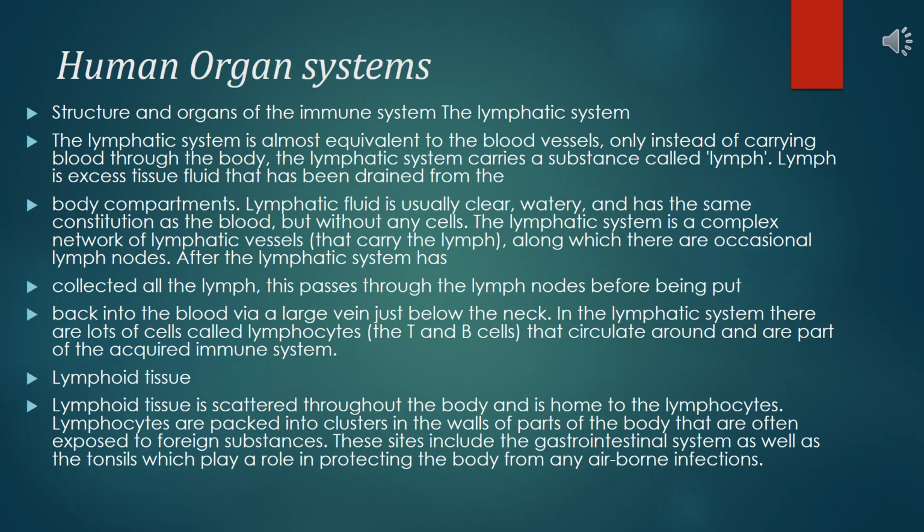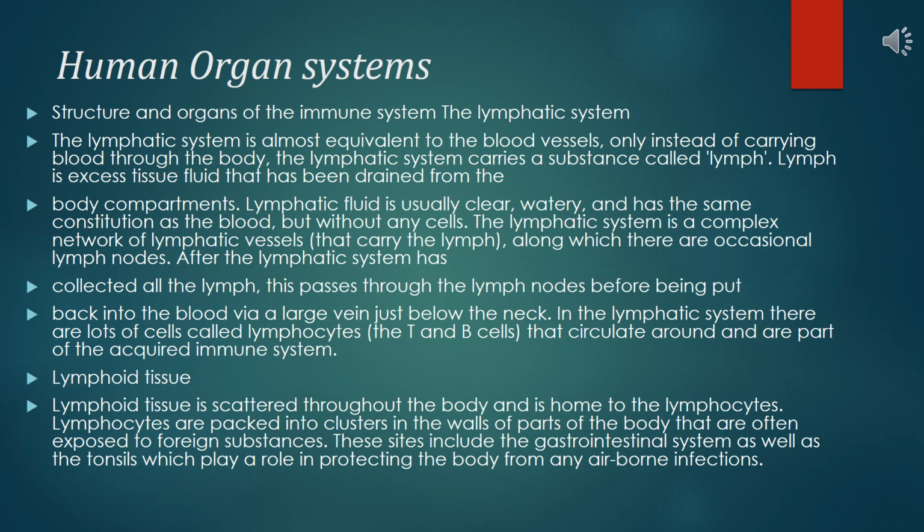The lymphatic system is a complex network of lymphatic vessels that carry the lymph, along which there are occasional lymph nodes. After the lymphatic system has collected all the lymph, this passes through the lymph nodes before being put back into the blood via a large vein just below the neck. In the lymphatic system, there are lots of cells called lymphocytes, the T and B cells that circulate around and are part of the acquired immune system.